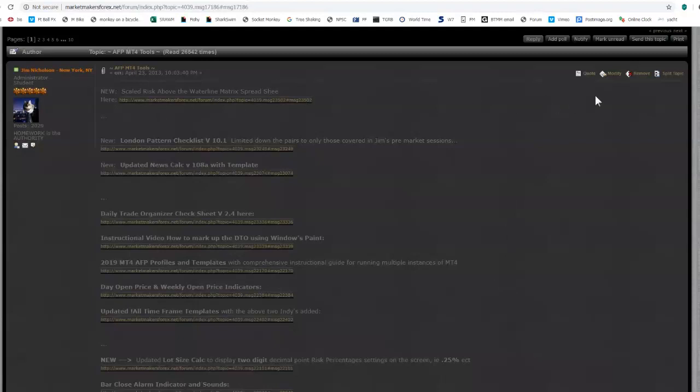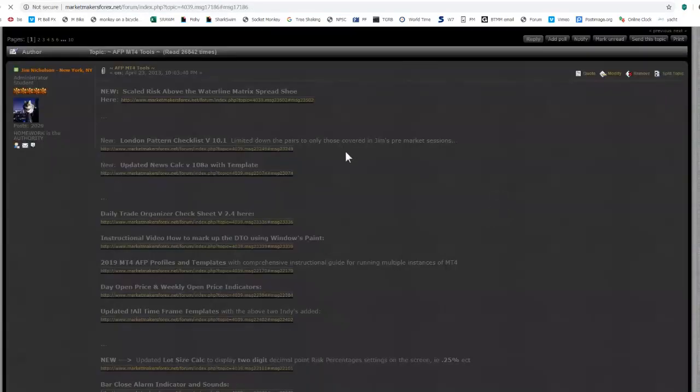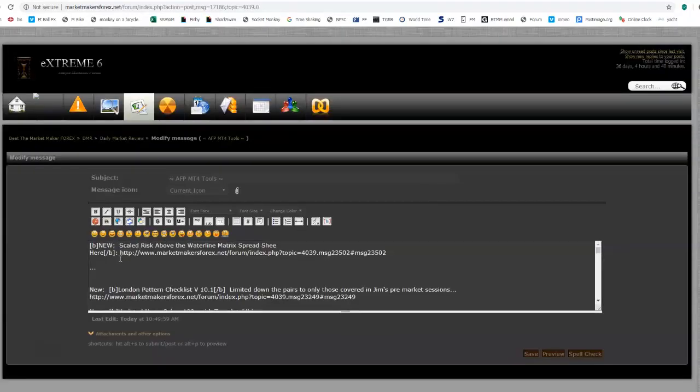So new scaled risk above the waterline. Let's make sure all those are bold so it lines up, and then we're good. We're good to go on that one, okay? So we'll do the same. I guess I didn't do the here part. We'll do the same with the other sheet when we get to it.